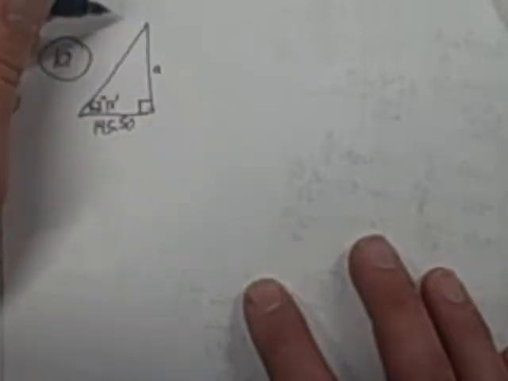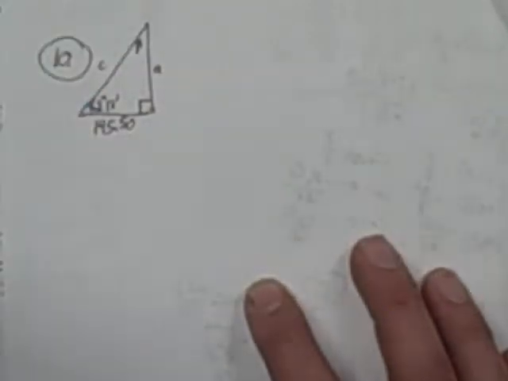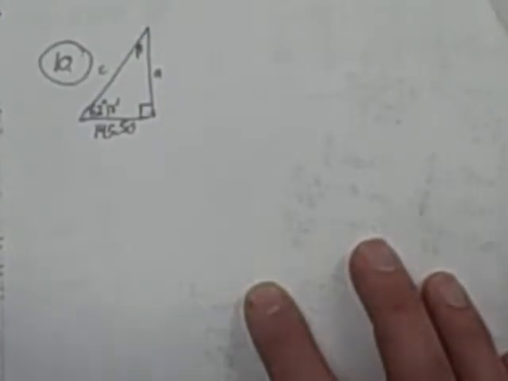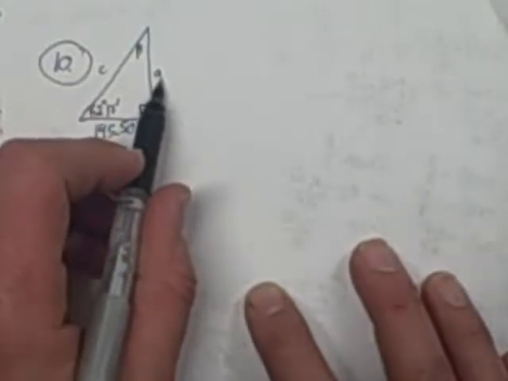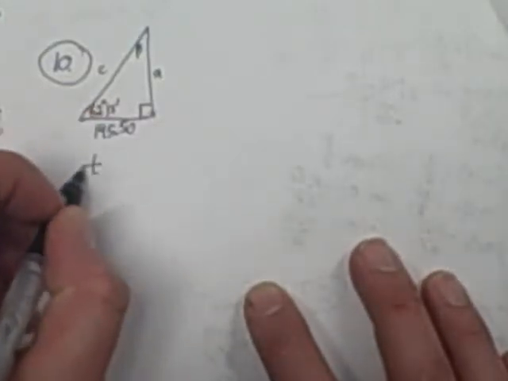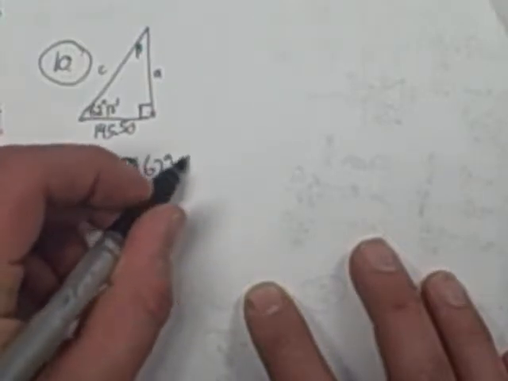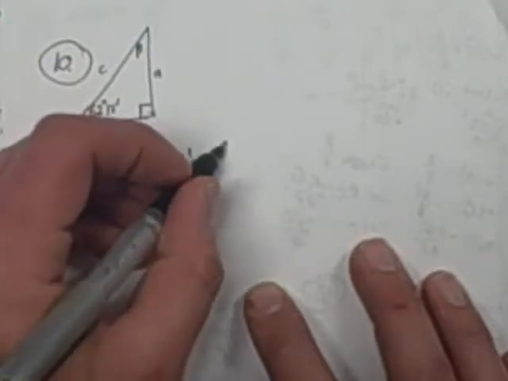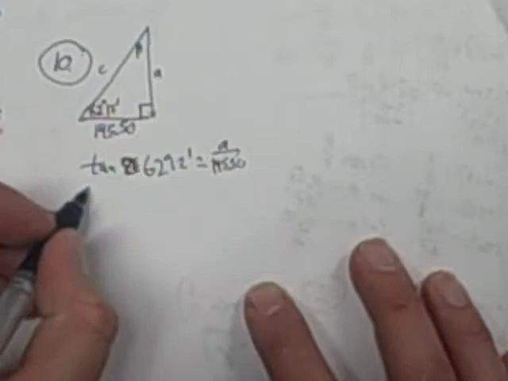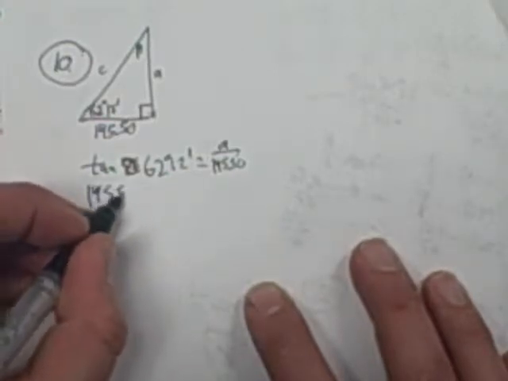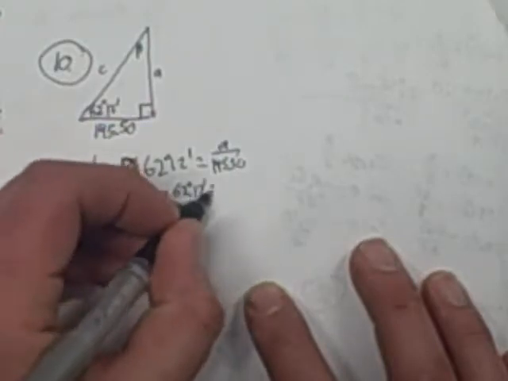I'll just call this side A, call this C, call this angle beta. So in order to solve this one, if I wanted to find A, I could use tangent. Tangent of 62 degrees, 12 minutes is opposite over adjacent, A over 145.50. Multiply both sides by that: 145.50 tangent of 62 degrees, 12 minutes is A.